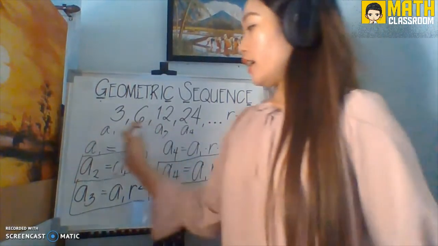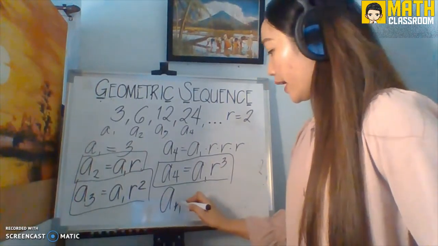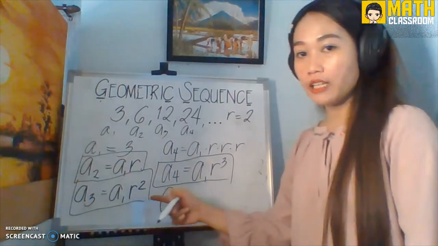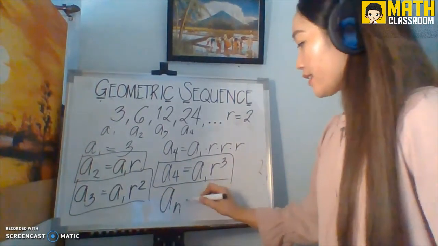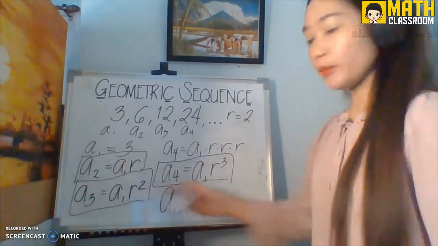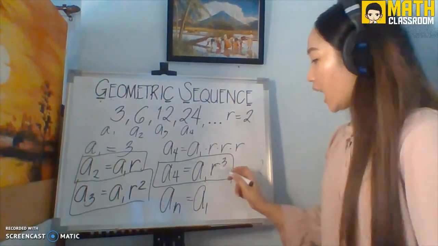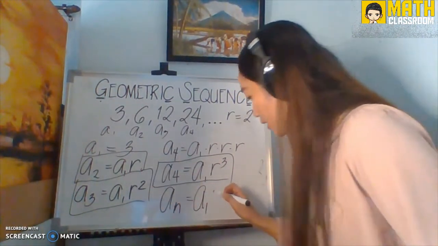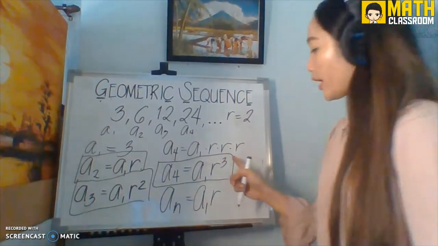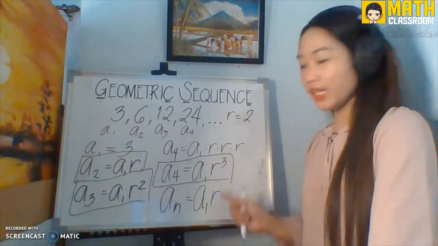So if I am looking for a certain term, let's say denoted by a sub n, n is for the number of terms in a given sequence. And since a sub 1 is common to all three formulas, we can use it as our base term, a sub 1. And then r is also common. But then again, the exponents are all different. Where can we get these exponents to make a formula?